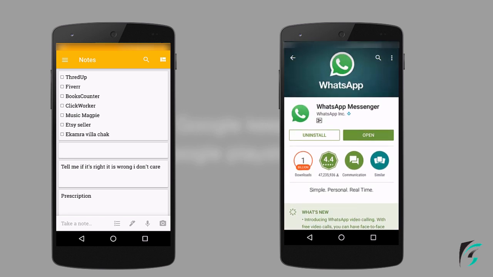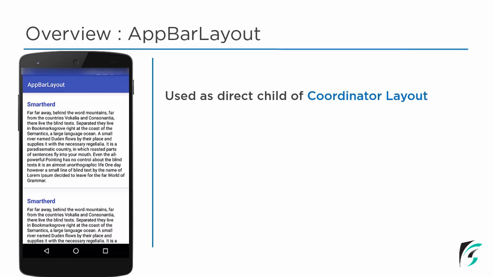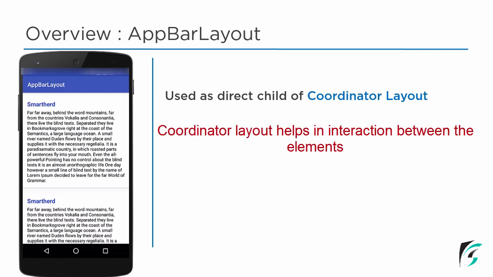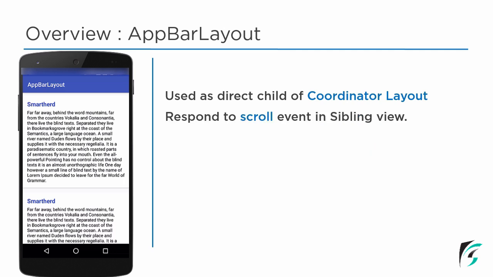What is AppBar layout? AppBar layout is used as the direct child of the coordinator layout. Since the coordinator layout helps in the interaction within the elements in the activity, we need the coordinator layout for our toolbar to respond to the scrolling event. AppBar layout responds to the scroll event in the sibling view. The sibling view, when scrolled vertically, will have a response from the AppBar layout.